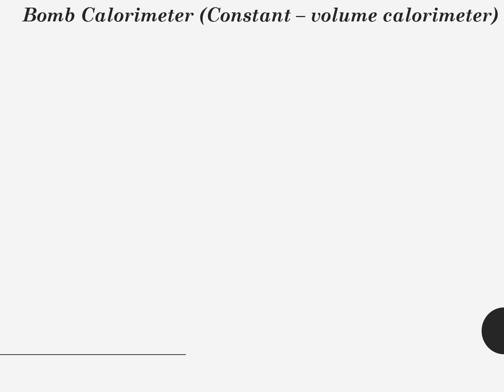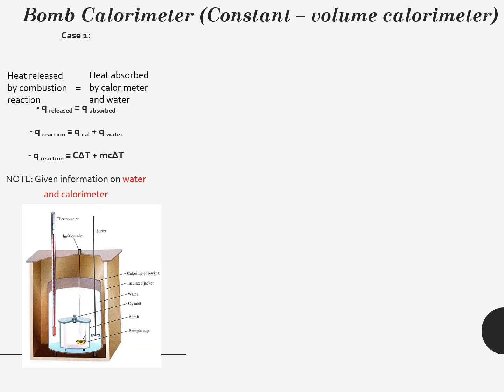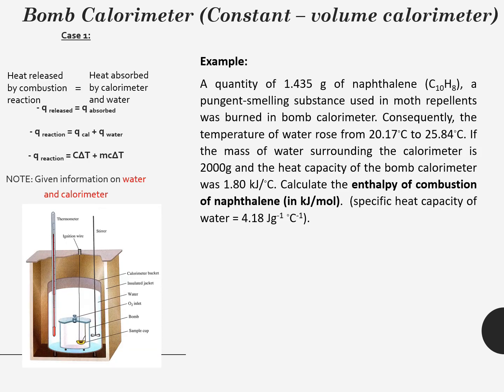For case 1, the surrounding is calorimeter and water. Hence, the heat released by combustion's reaction is absorbed by both calorimeter and water. How do we know which situation it is based on the question? For case 1, information for water and calorimeter is always given in the questions. Water usually is given in terms of mass and calorimeter in terms of heat capacity. So we shall look at the example question.